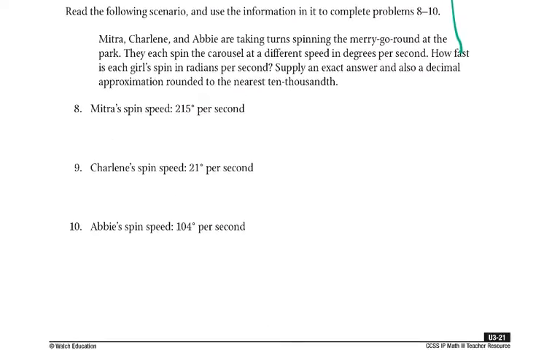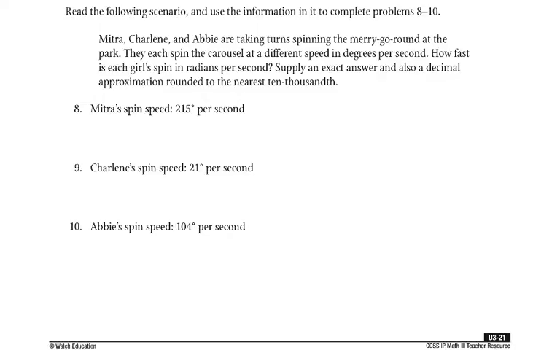Alright, so 8, 9, and 10. Read the following scenario and use the information in it to complete problems 8 through 10. Mitra, Charlene, and Abby are taking turns spinning the merry-go-round at the park. They each spin the carousel at a different speed in degrees per second. How fast does each girl spin in radians per second? Supply an exact answer and also a decimal approximation rounded to the nearest tenth.